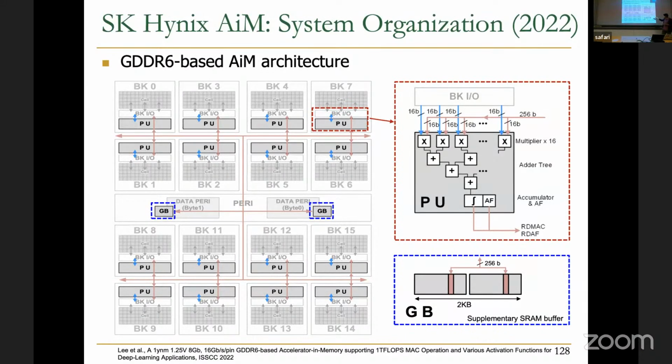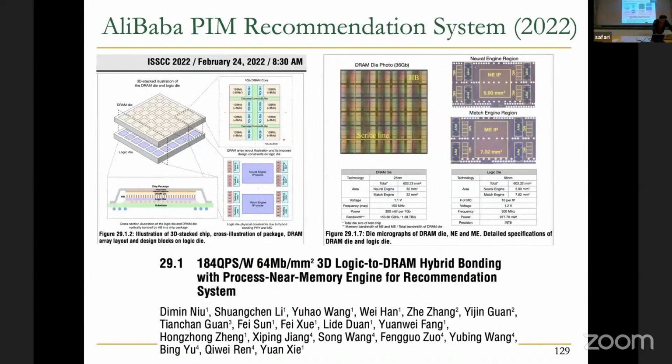Another interesting thing they have is this supplementary SRAM buffer that is used to move data around. You can move data from one bank to another bank by placing the data first in this GB and then from the GB to another place. I'm mentioning this right now because this resembles some of the techniques that I will mention later in processing using memory, that allow us to move data inside memory without having to move the data to or from outside of the memory. But yeah, we will see that in a few slides.